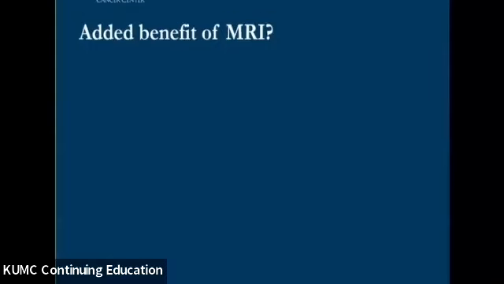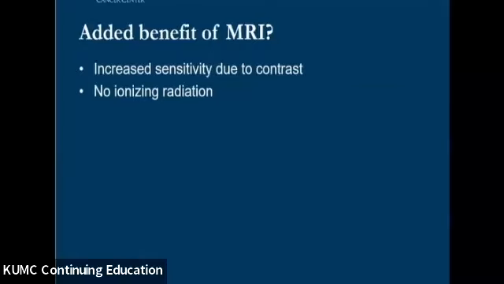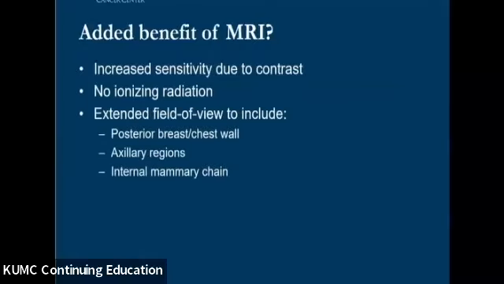So just a nice reminder that MRI, in addition to being more sensitive due to contrast and having no radiation, also has an extended field of view. So we can see the posterior tissue all the way back to the chest wall. We can also see the bilateral axilla very well, as well as the internal mammary chain.